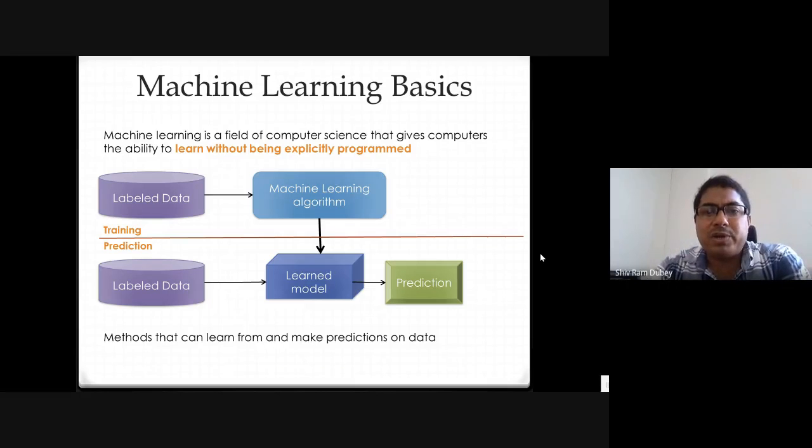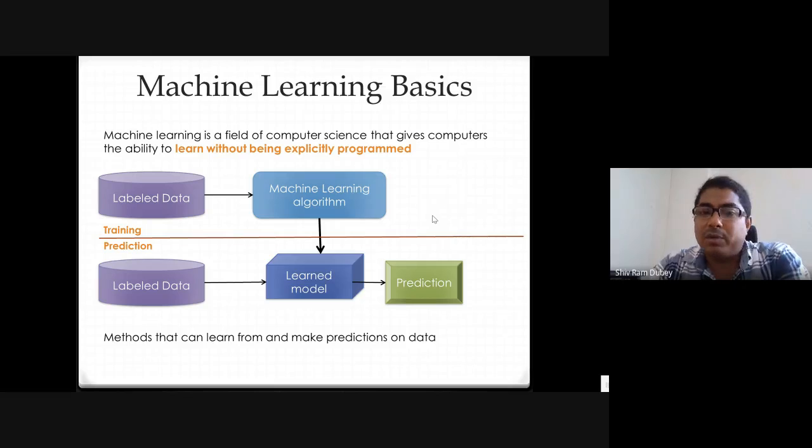So if you see machine learning, machine learning basically is a field of computer science that gives computers the ability to learn without being explicitly programmed. Now, what is the meaning of without being explicitly programmed? It means suppose if the computer has to take some decision at the test time, then at the test time we are not going to explicitly program that, okay, if you are doing like this, then you are going to give this decision.